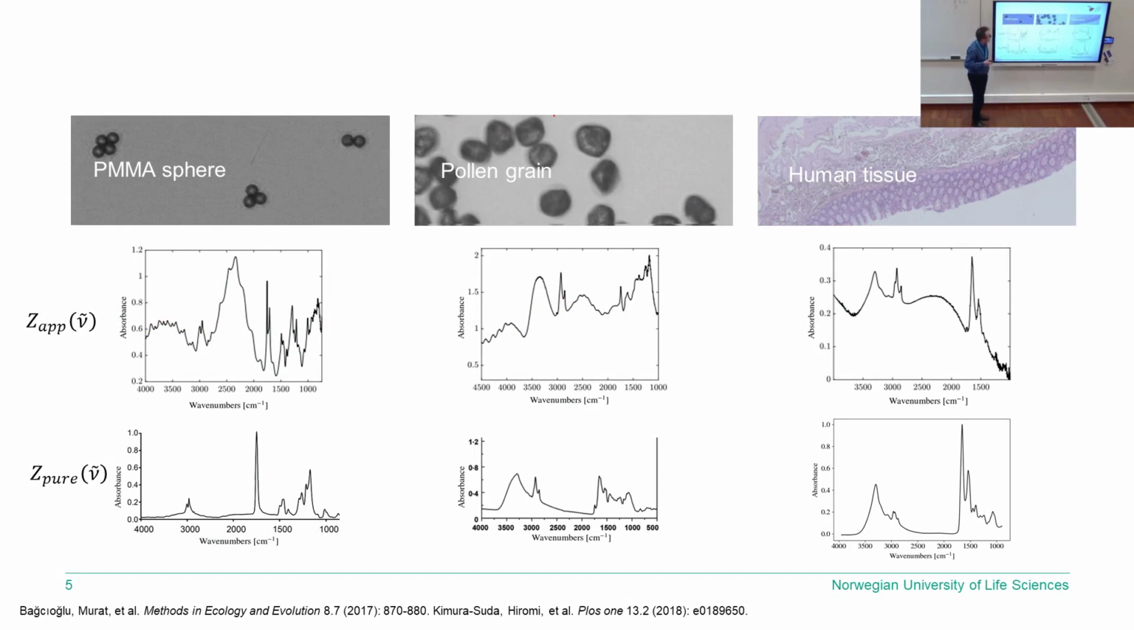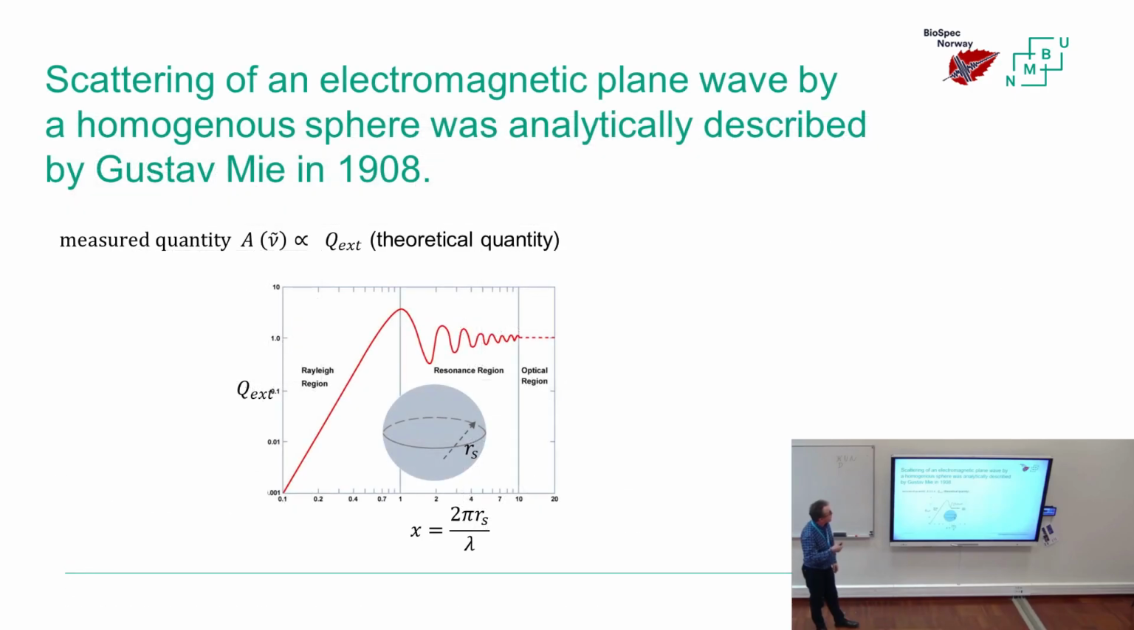So, a PMMA sphere: what you would like to have is something like this, and it's often used as a model system for studying. What you get could be something like this, depending on the size of the sphere. It's an example for a pollen grain. That's what is close to what is often called pure absorbance. That's what you measure. And also in human tissue, when you have cells, you get this type of scattering.